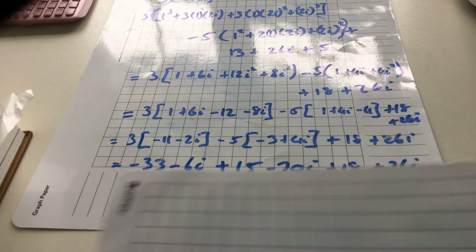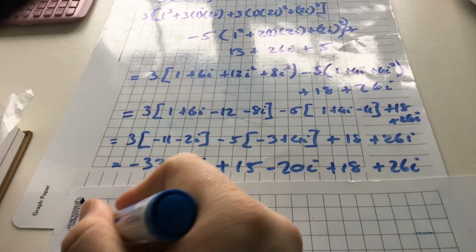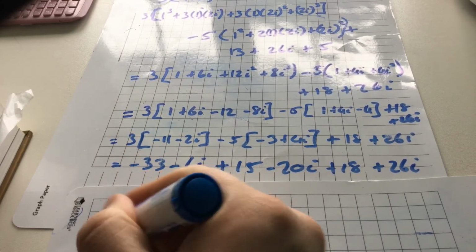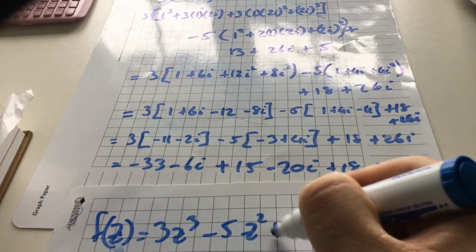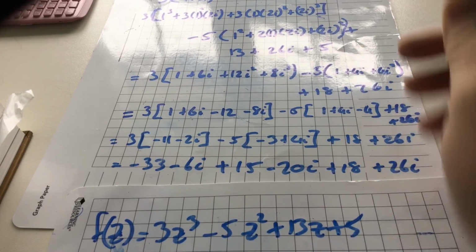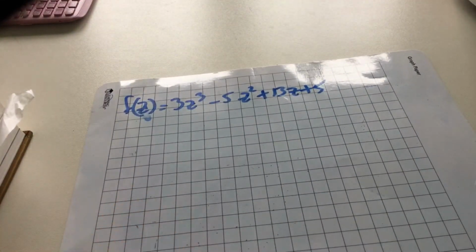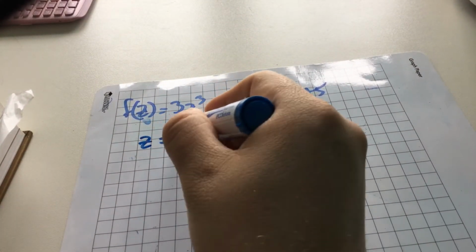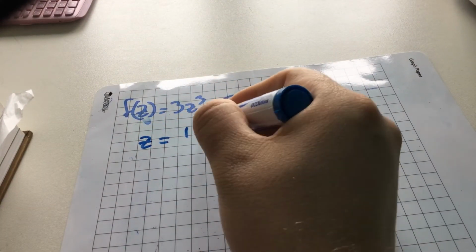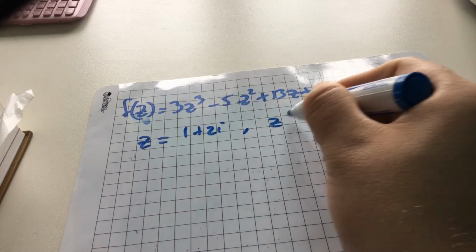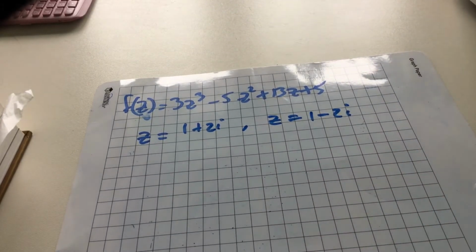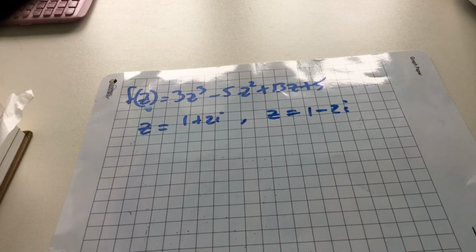Okay, now, let me just write out f of z is 3z cubed minus 5z squared plus 13z plus 5. So I've shown that it is a root. Now, if I know that z equals 1 plus 2i is a root, that means the other root is 1 minus 2i. Now, I want to find the third root.